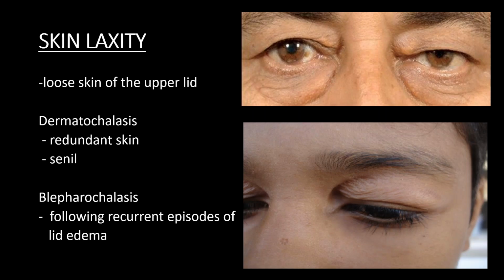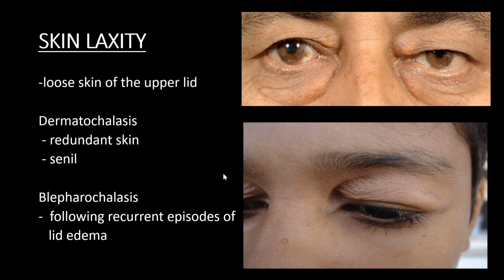So then what is skin laxity? You should look for that also, because a lot of patients will have loose skin of the upper lid or loose skin on the lower lid. That can be due to a senile factor, because tissue degeneration leads to redundant skin. That's called dermatochalasis.